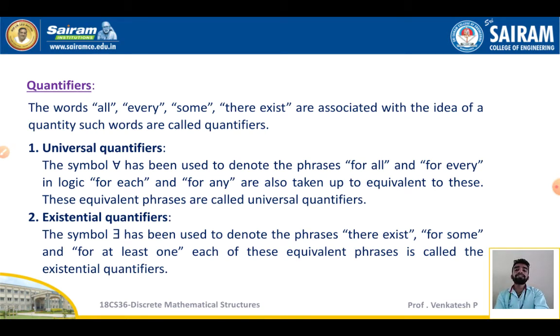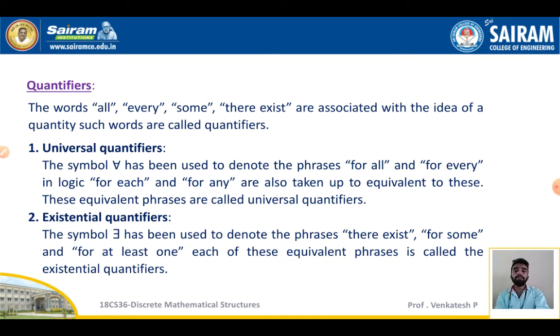Quantifiers. Words like all, every, some, there exist are associated with the idea of quantity. Such words will be called quantifiers. For example, if a statement contains words like all, every, some, there exist, these will be called quantifiers. There are mainly two types of quantifiers. The first one is universal quantifiers and the second one is existential quantifiers.